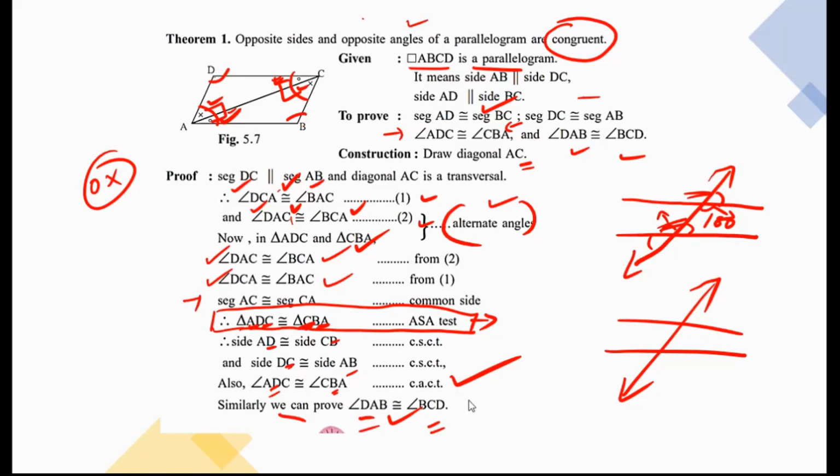We will prove it by adding those two angles, okay? Or otherwise we can say by congruent part of congruent triangle. Both ways we can show it. So what actually happened here? We are asked to prove that opposite angles and opposite sides of a parallelogram are congruent.